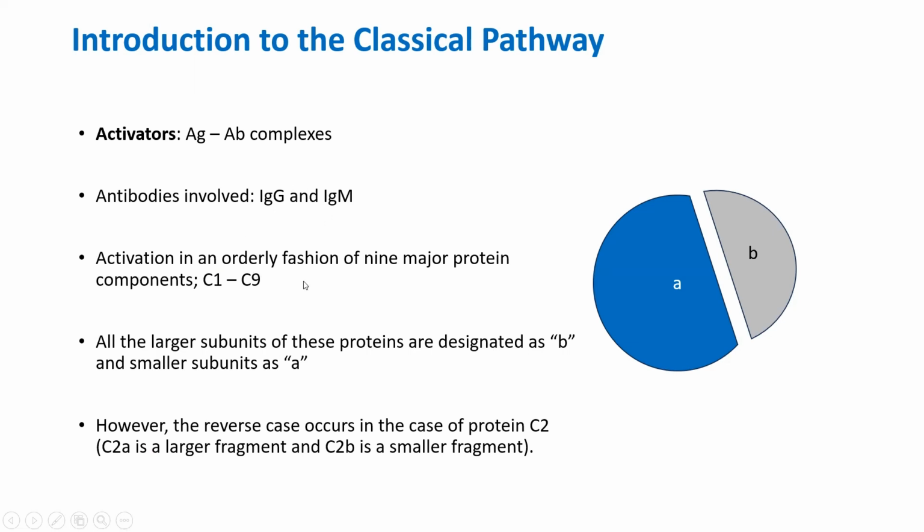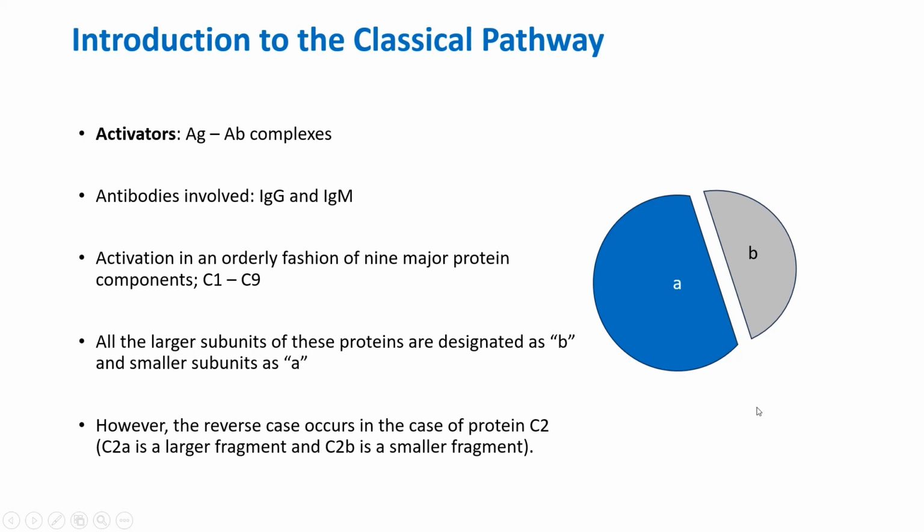Now, about the proteins. Normally we have C1 to C9 proteins, and they follow each other in that fashion. There are some differences that occur in between, but typically we have C1 to C9. Typically, we have a bigger subunit, normally designated as B, and the smaller portion is A.